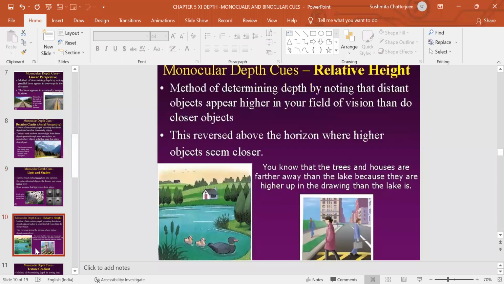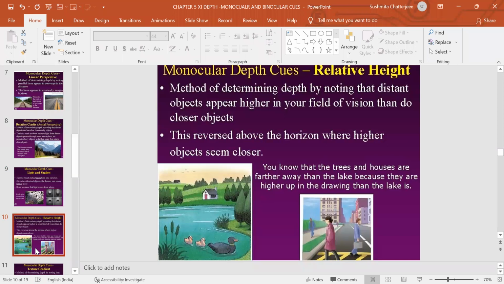Next we come to relative height. The larger objects are perceived as being closer to the viewer, and the smaller objects are perceived as far away. When we view any big monument and we see an office complex in front of it, you will find that the monument appears to be much closer to you as compared to the office complex, whose height is relatively lesser than that of the monument.